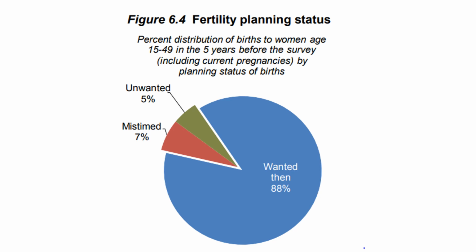So unwanted means they did not want the pregnancy, they did not plan the pregnancy, but the pregnancy happened. Mistimed means they did want the pregnancy, but perhaps it happened earlier than what they had planned. And wanted means that they had wanted to become pregnant, and they did become pregnant when they wanted to.